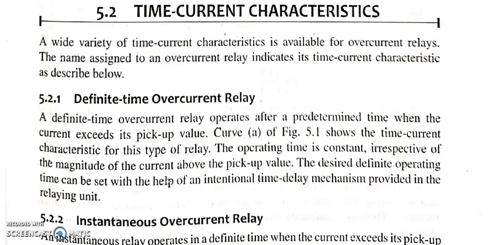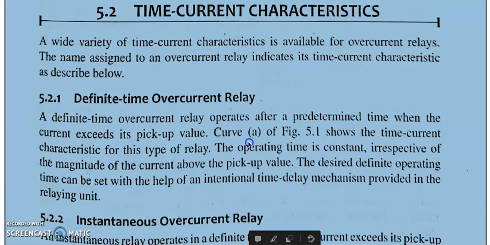The desired operating time can be set with the help of an intentional delay mechanism available in the relay. So you can set any defined operating time for the overcurrent relay to operate. Such a relay operates only after a certain time is crossed, that is, the definite time is crossed. So this is what we have with the definite time overcurrent relay.